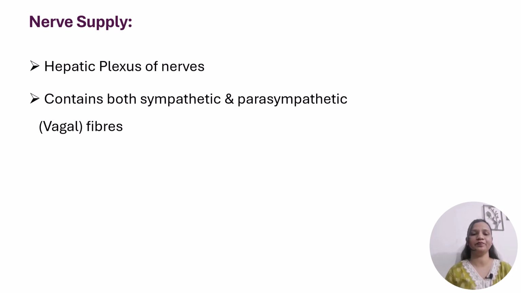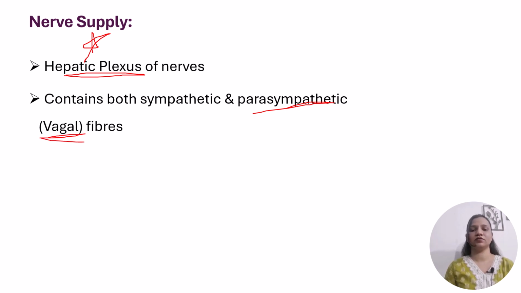Next is the nerve supply. The liver gets its nerve supply from the hepatic plexus of nerves. The important thing you have to keep in mind is that the hepatic plexus consists of both sympathetic and parasympathetic fibers. Here the parasympathetic fibers are derived from the vagus nerve. This is the important point, that the parasympathetic fibers are derived from the vagus nerve, and the hepatic plexus of nerves consists of both sympathetic and parasympathetic fibers.